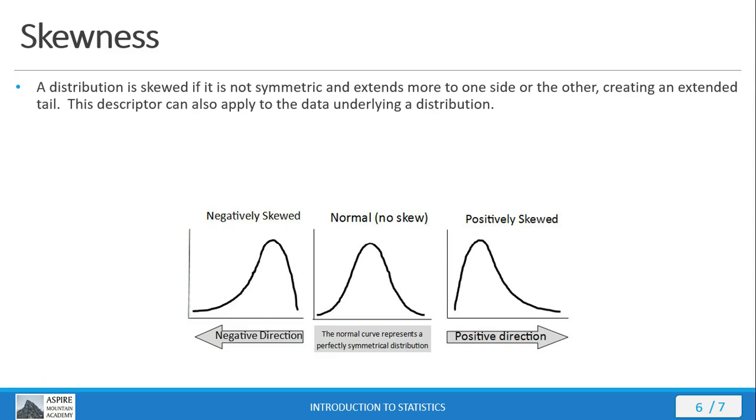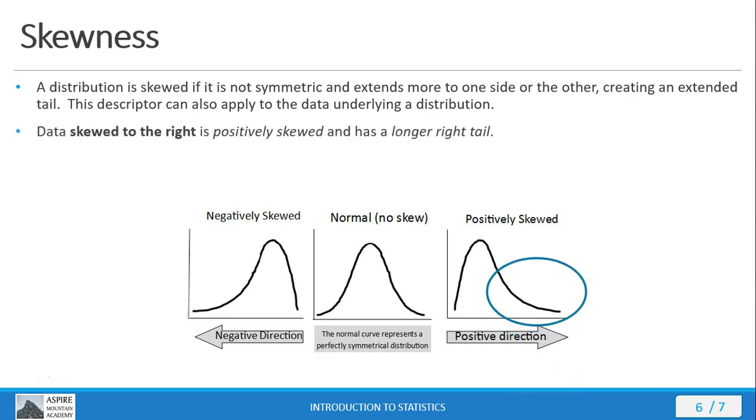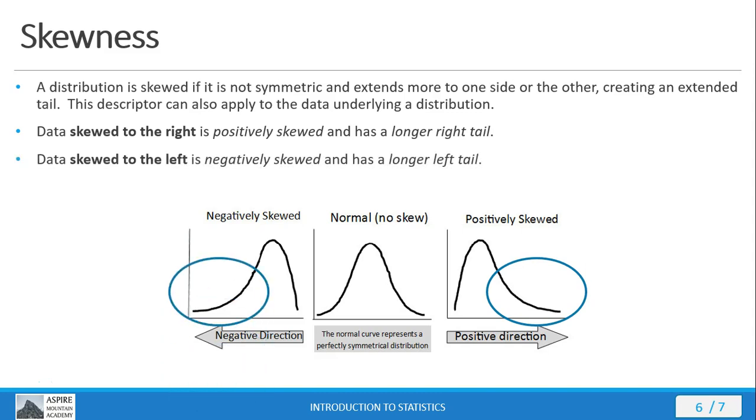However, pure statisticians don't see it that way. They're looking not where the bulk of the data goes, but where the larger tail is when the data shifts. So when there's a longer tail on the right, then the distribution is positively skewed or skewed to the right. And when the longer tail appears on the left, then the distribution is negatively skewed or skewed to the left.